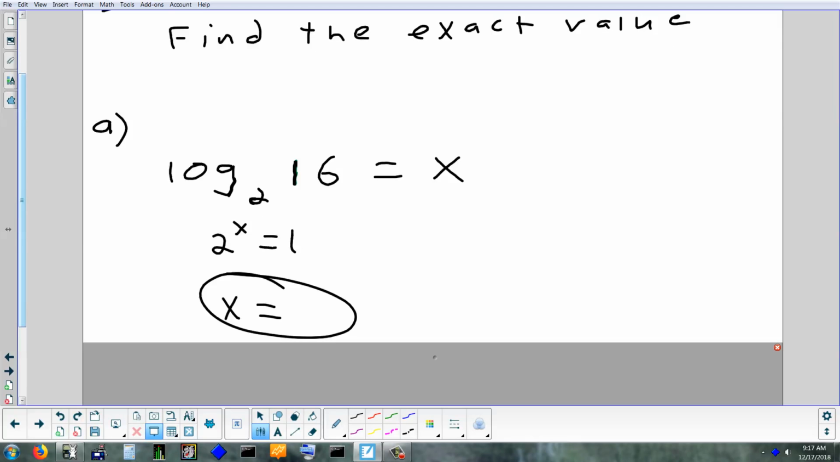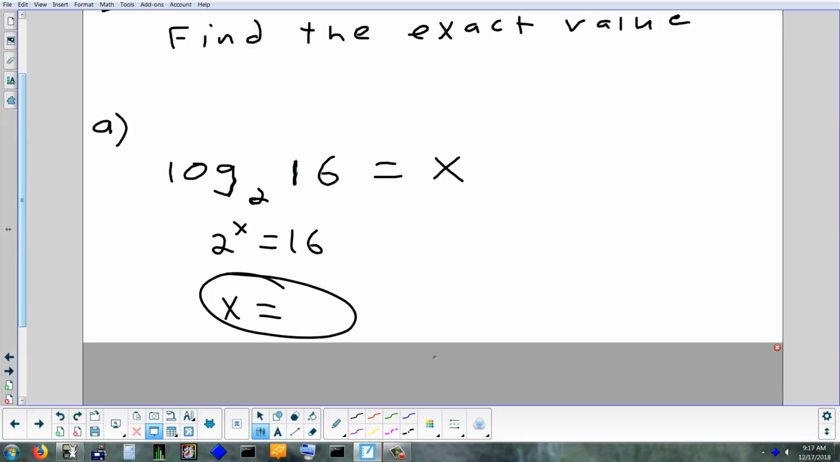Yeah. Now, this is kind of like one of the problems I gave you at the beginning of class. It's one that's easy to do in your head because 16 is a power of 2. If this 16 was a 15, we'd have a problem right now. We wouldn't know how to solve it yet. But this we should be able to do. So 2 to what power is 16?